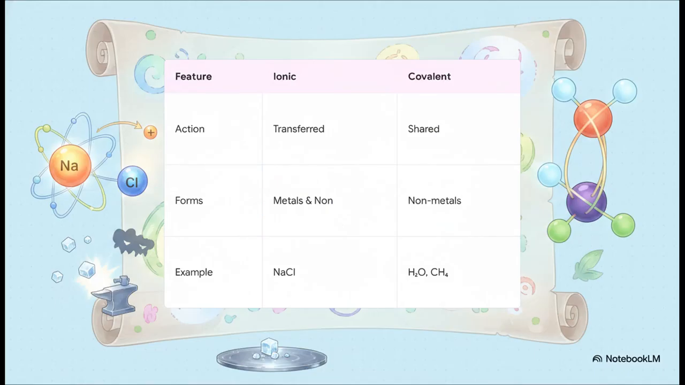Let's look at how these bonds actually behave in the real world. Ionic bonds, our transferers, usually form between metals and nonmetals. A perfect, classic textbook example of this is sodium chloride, or NaCl. That's just regular table salt.